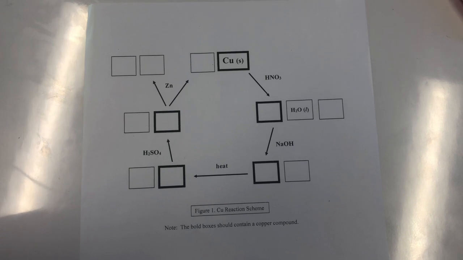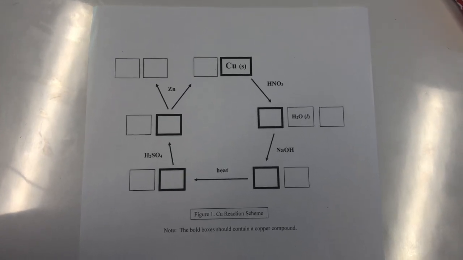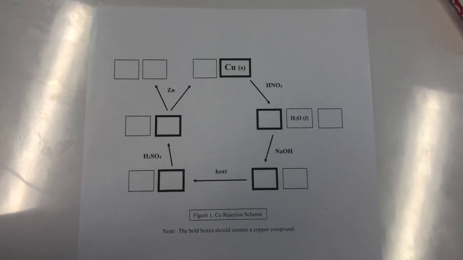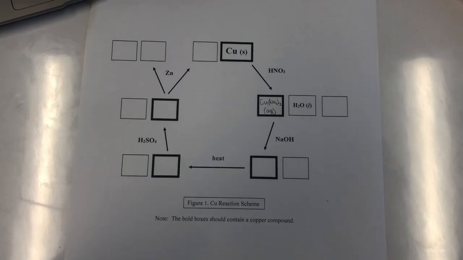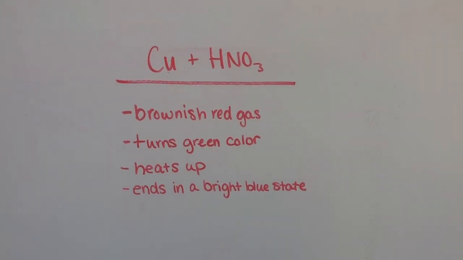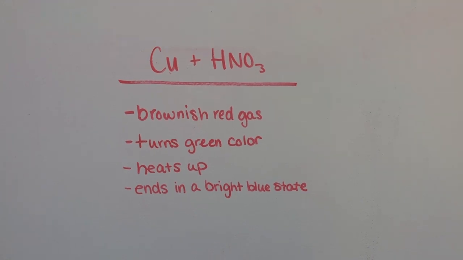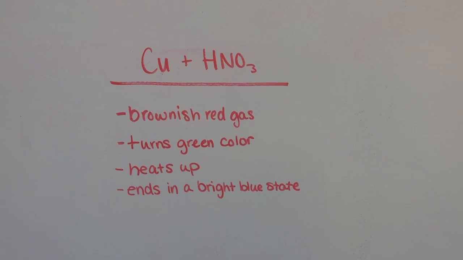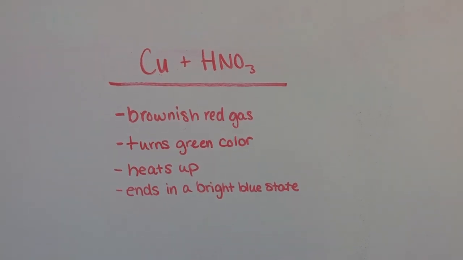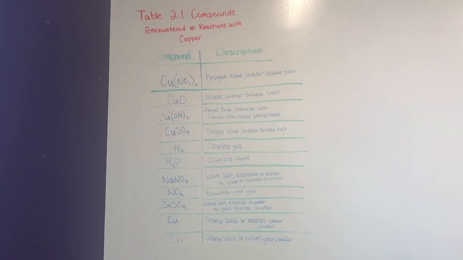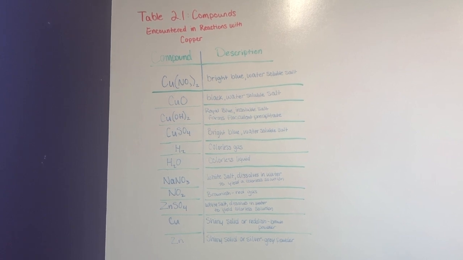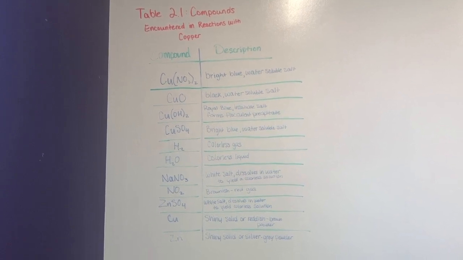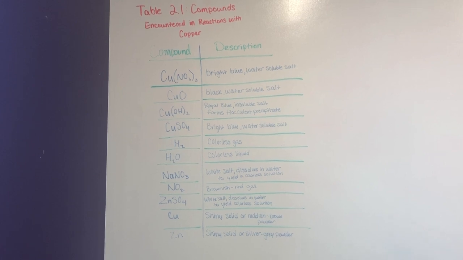In the first step of the experiment, copper turnings were combined with nitric acid. This resulted in forming a compound called copper 2 nitrate. The description taken from the experiment included a brownish red gas, it turned a color green, it heated up, and it ended in a bright blue state. So according to table 2.1, those descriptions match up with copper 2 nitrate.